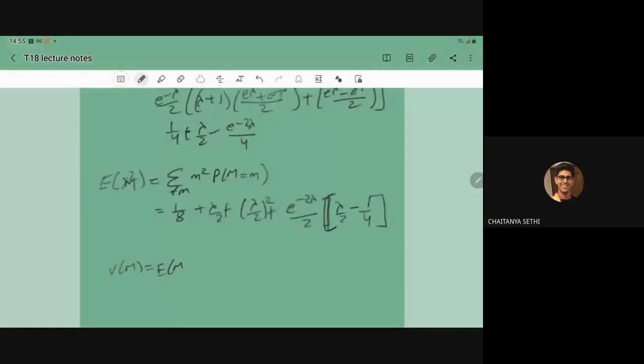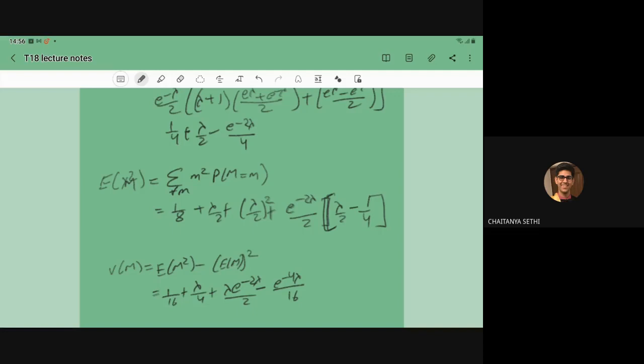If you have to compute the variance, it is the E of X square minus square of E of X. On solving, you will get this as 1 by 16 plus lambda by 4 plus lambda e to power minus 2 lambda by 2 minus e to power minus 4 lambda upon 16. So that is the variance for this.